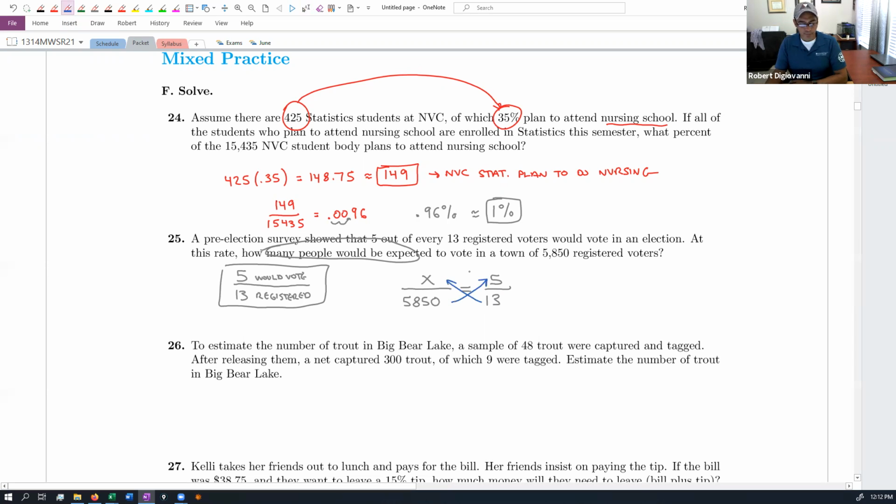Cross multiply. So 13x equals, let's see, 5850 times 5. 29,250, and then divide that by 13. You should get 2,250.